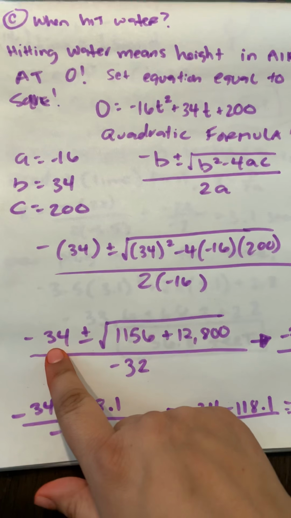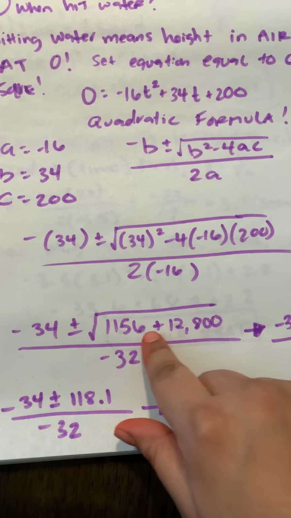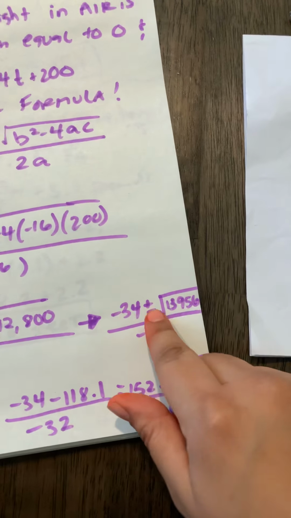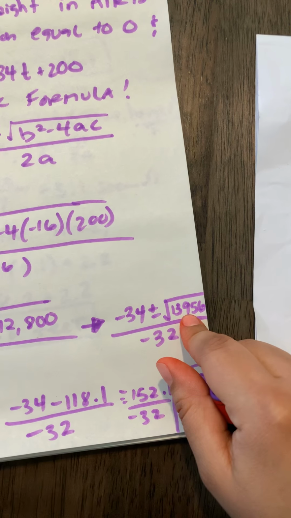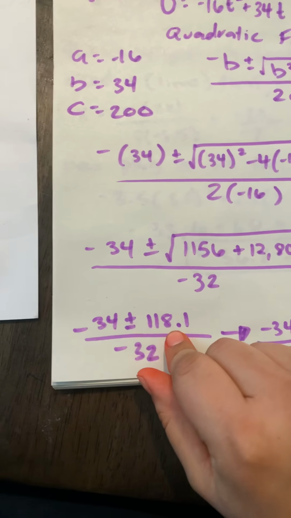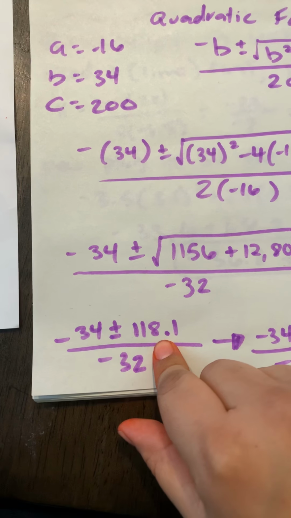So I just kind of used a calculator on all of this. I know there's some big numbers here, but remember you're using a calculator. So just add those together. You get 13,956, and you just take the square root of that. It's not going to be a perfect number. It comes out to a decimal, which is 118.1.